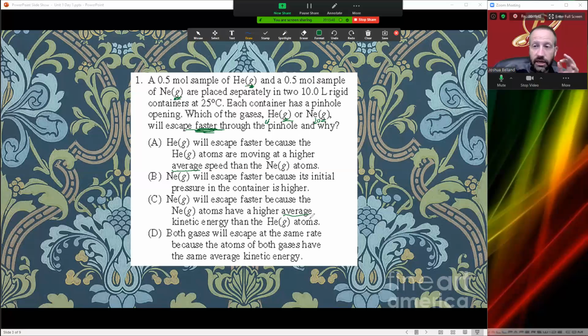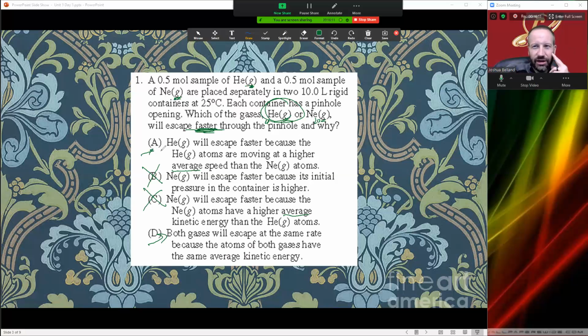Now, it did not say either diffusion or effusion, and it doesn't matter, but those are also keywords that are a dead giveaway of Graham's law. But what did we decide? We decided helium's faster. So I'm not going to choose that. I'm not going to choose that. It's either A or it's both.